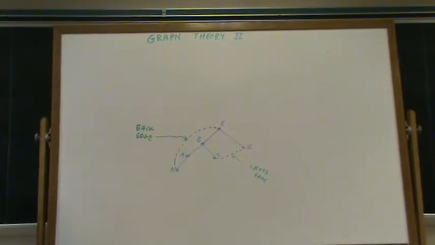And suppose we decided we want to search this graph for a particular value. Let's say we want to search this graph. Does this graph have a C in it?